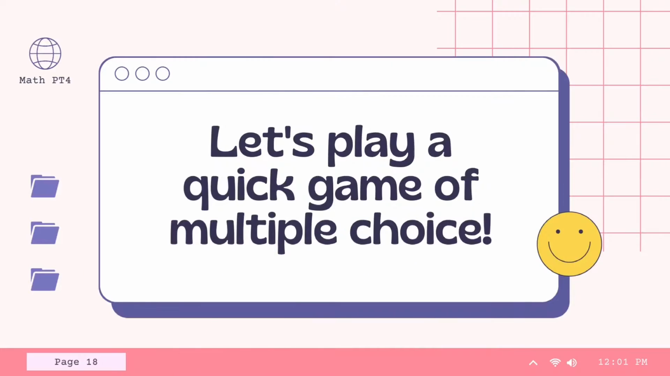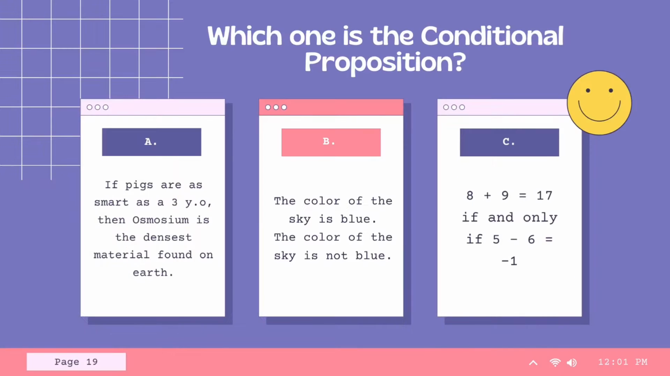Now, let's play a quick game of multiple choice. Just simply identify which of the following choices are either conditional or biconditional propositions. Are you ready to put your knowledge to the test? If so, let's go to the first question. Which one of these is a conditional statement? You have 5 seconds to decide.